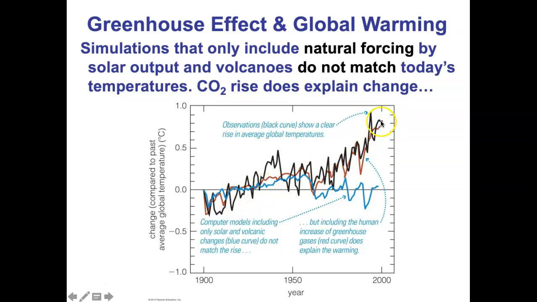There is no way to explain the temperature of the Earth the way it is today based solely on natural sources of carbon dioxide. Those don't match. You have to add in human activity to explain the temperatures that the Earth is today from the carbon dioxide that we emit. So that's why global warming is such an important issue.